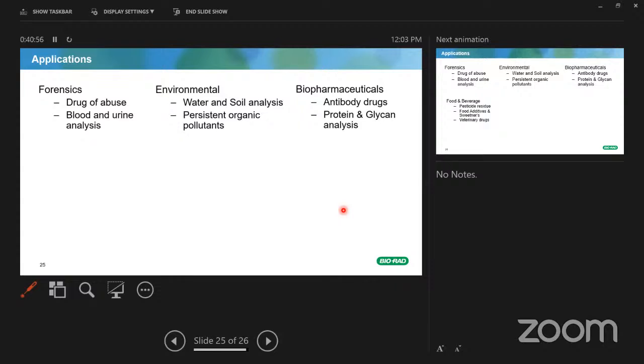Or you have the protein analysis part of it, where you want to check whether the protein is pure or not, which can be used as an injectable. So in biopharmaceutical, again, HPLC along with GC and MS is being used on a day-to-day basis.